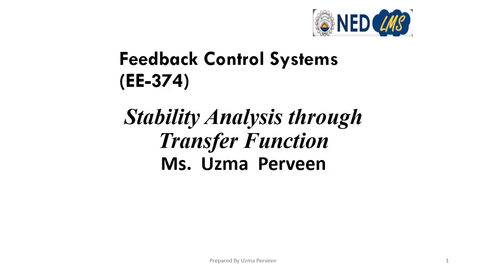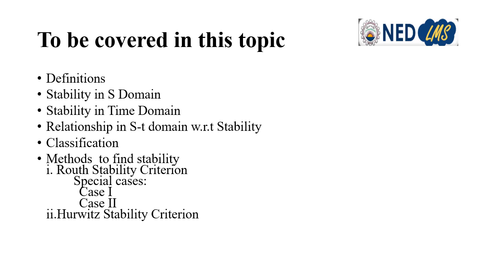And now we'll continue the topic of stability analysis. We have covered some topics in the previous lectures, and that is we defined the stability in the S and time domain both. Then we see the relationship, how the transients are exponentially decaying for the left hand side of the S plane. And then we have seen the classification, absolute and relative stability, and we have seen a method to find the stability, that is the Routh stability criteria.